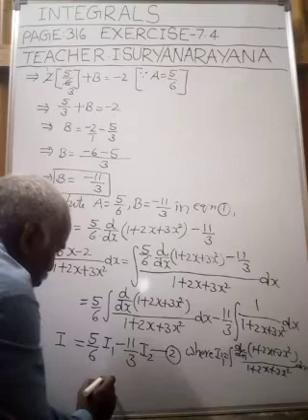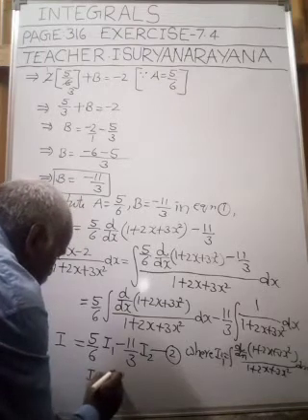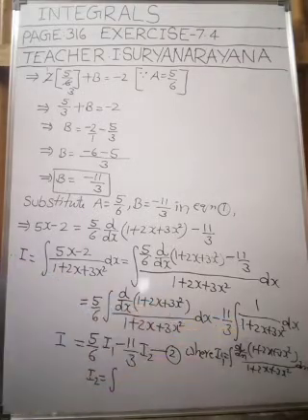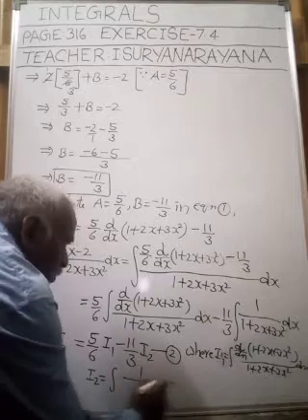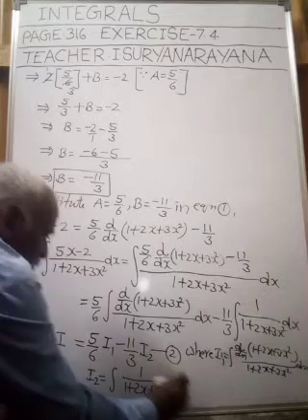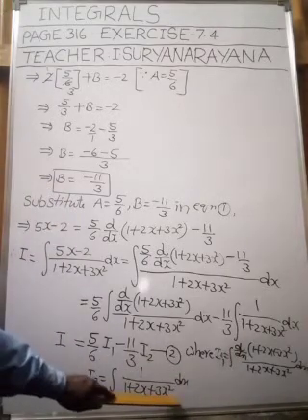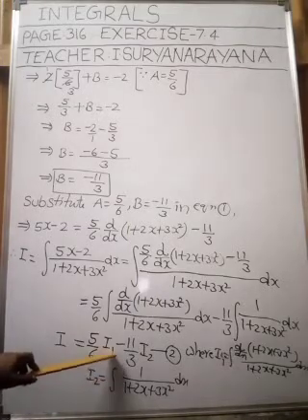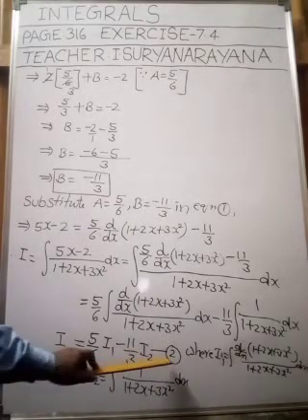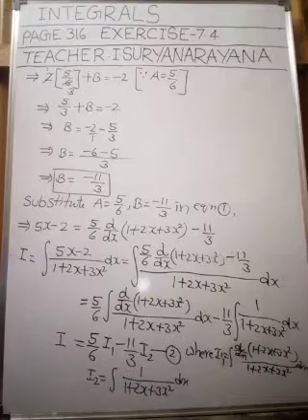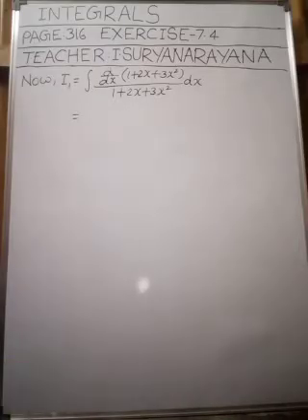Next, I2 is equal to the integral of 1 by (1 plus 2x plus 3x square) dx. Okay, my children, understood this I2. So we have to find I1 and I2 separately. After finding the values of I1 and I2 separately, we substitute in this equation 2 to find the capital letter I. Okay, my children, right. So let us find the value of I1 separately.